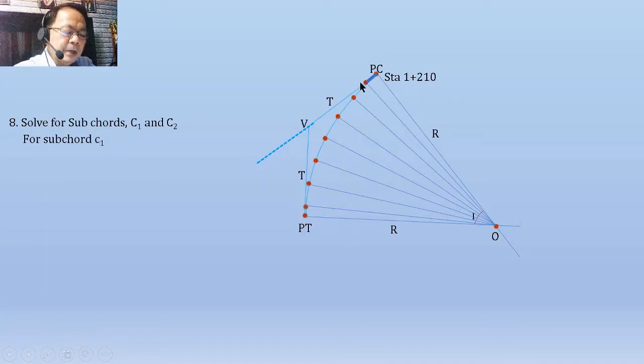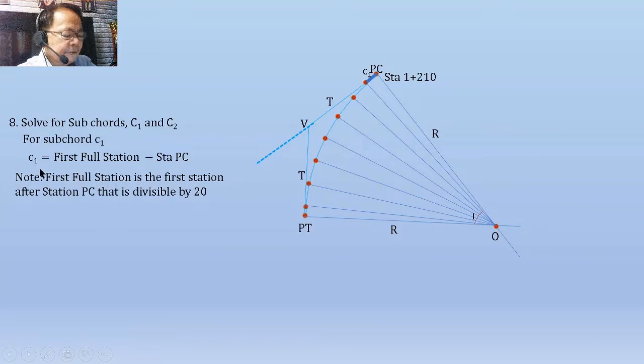So if this will be our first full station, diba? So yun yung ating C sub 1. So sabihin, okay, the C sub 1 will be the first full station minus the stationing of the PC, where the first full station is the stationing after the first station after PC that is divisible by 20. Hence, this will be our first full station.